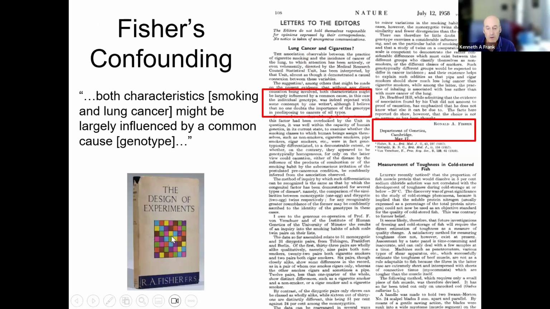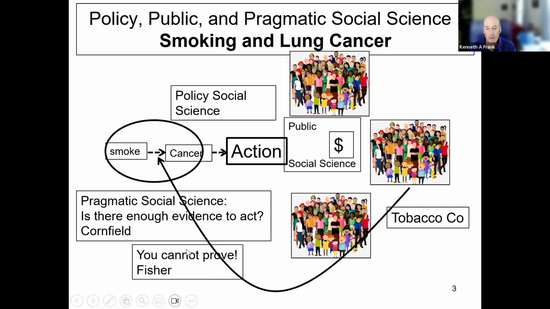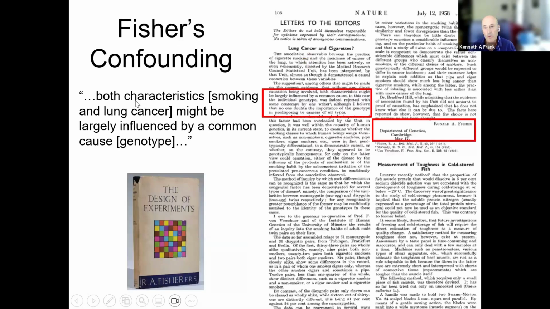And then R.A. Fisher, who was a very famous statistician, said, you cannot prove that smoking causes cancers. Fisher, with his pipe in hand, said that. And so then the pragmatic social scientist would say, okay, I know I can't prove it, but is there enough evidence to act? And so here's Fisher in his own words in a very famous journal called Nature, and it was written in the late 1950s.